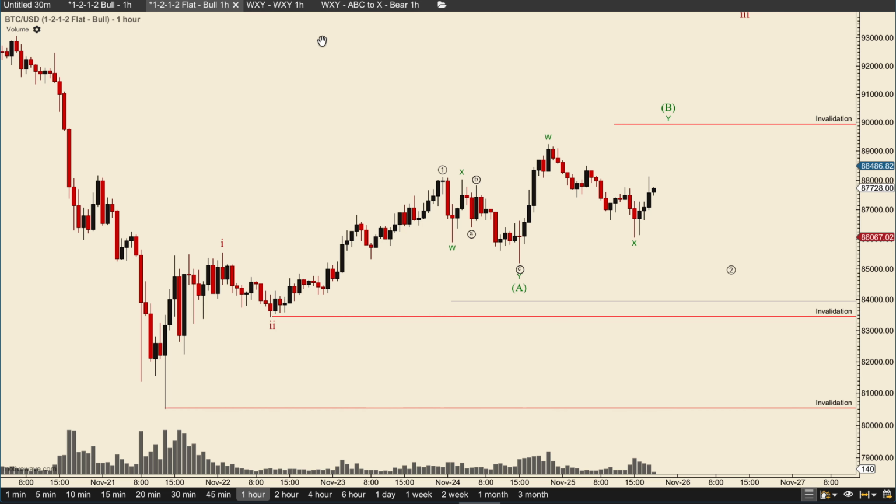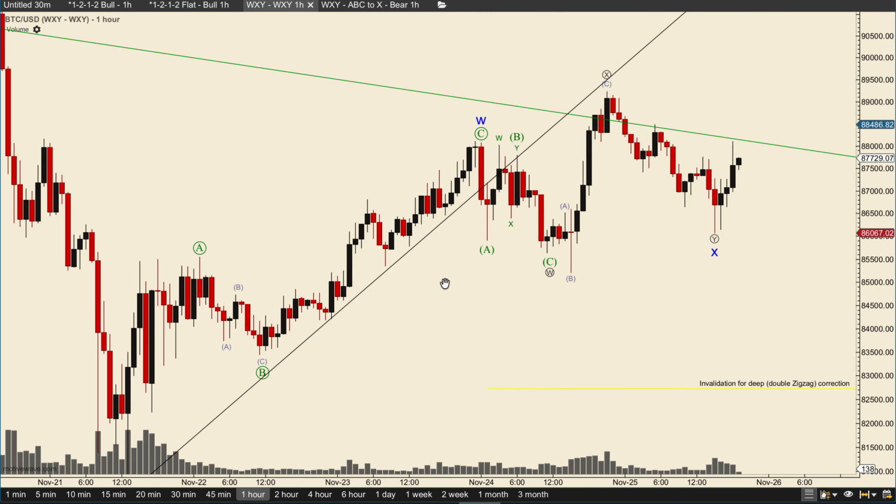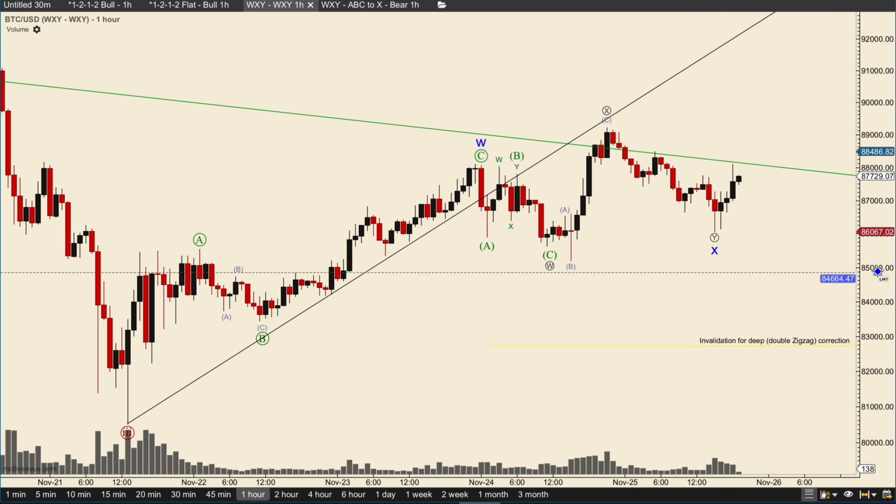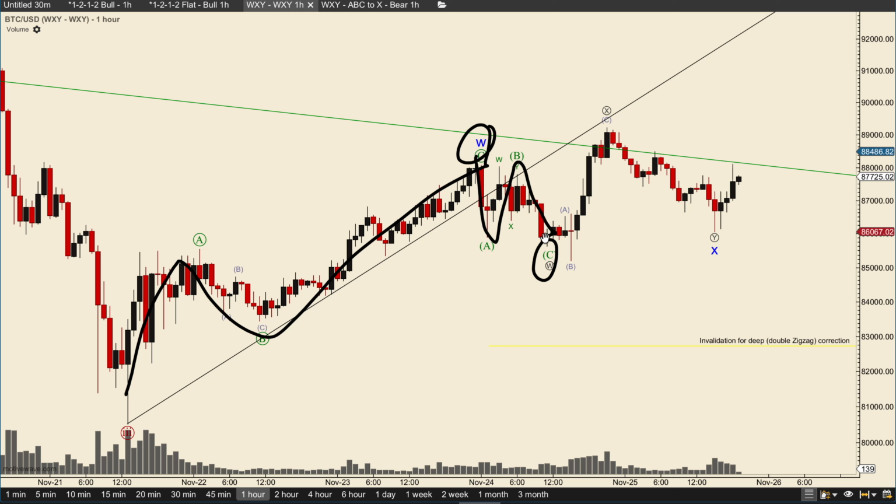The other bearish scenarios are these. Here we are counting this as a possible double zigzag. So A, B, C to a W, A, B, C to a W here, A, B, C, wave X, Y to finish wave X, and now we are looking for a wave Y to finish a double zigzag.